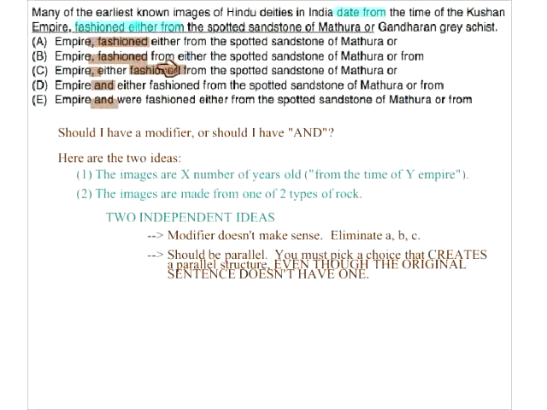Let's try to get to at least one more example and then see how we're looking at time here. Let's try this one.